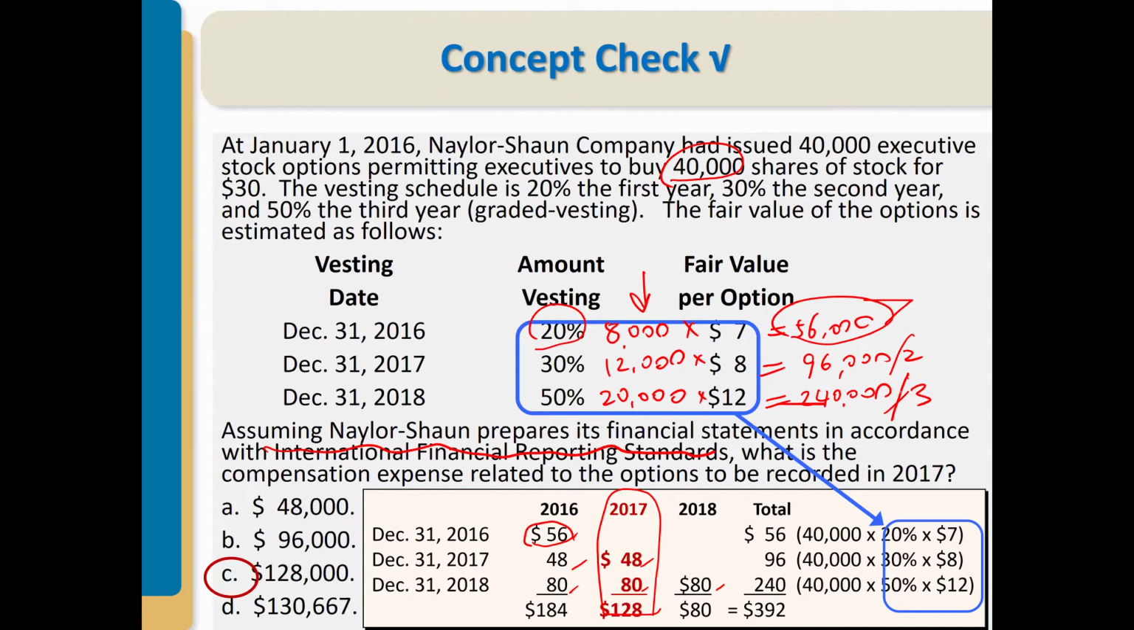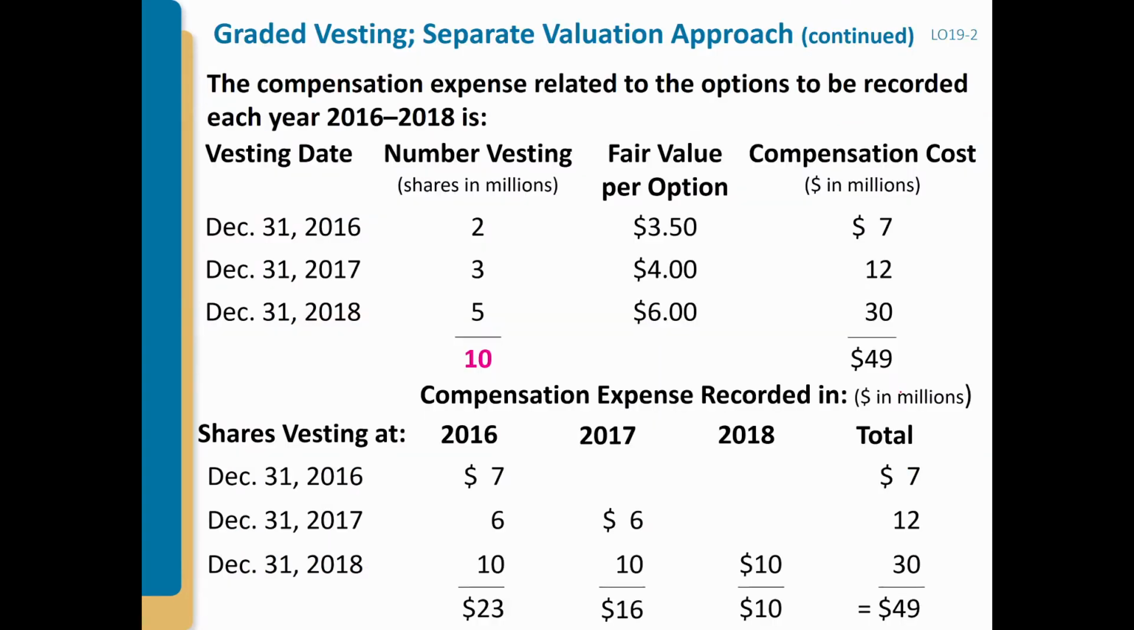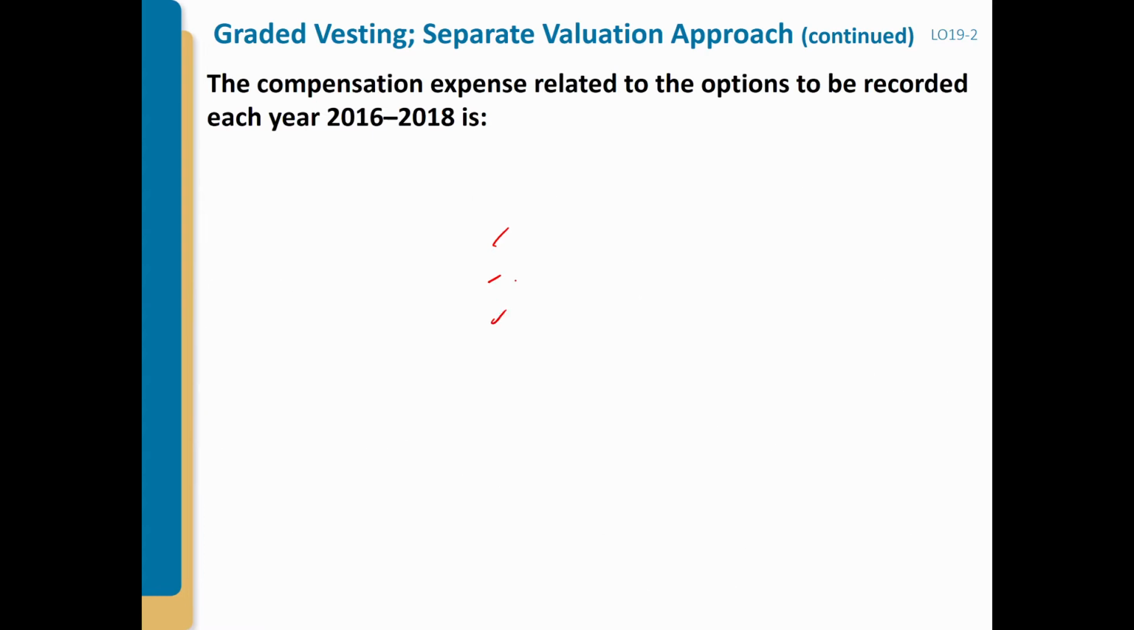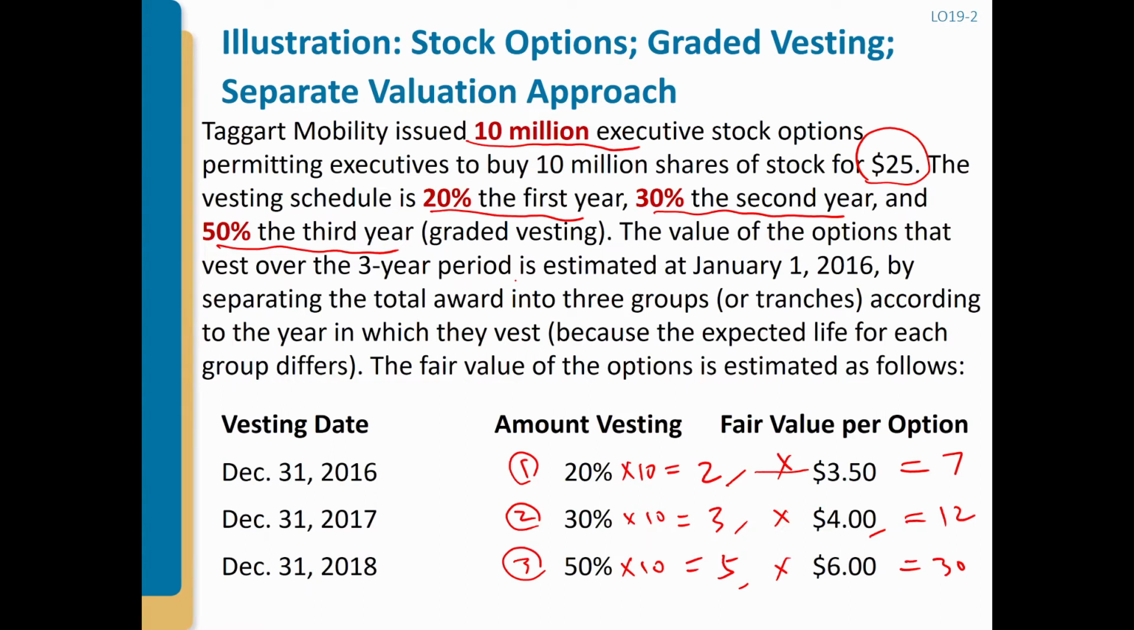And Professor, if we go back to the example, that one is 3 years, but how can we get the number of vesting 2, 3, 5? This one I got stuck when I do the Excel. You mean those 3 numbers? Yes. Those 3 numbers is because of this. Remember, 20% of the total is 10 million. 20% times 10, that's why I got 2 million. We follow exactly the same logic, this question and the example.